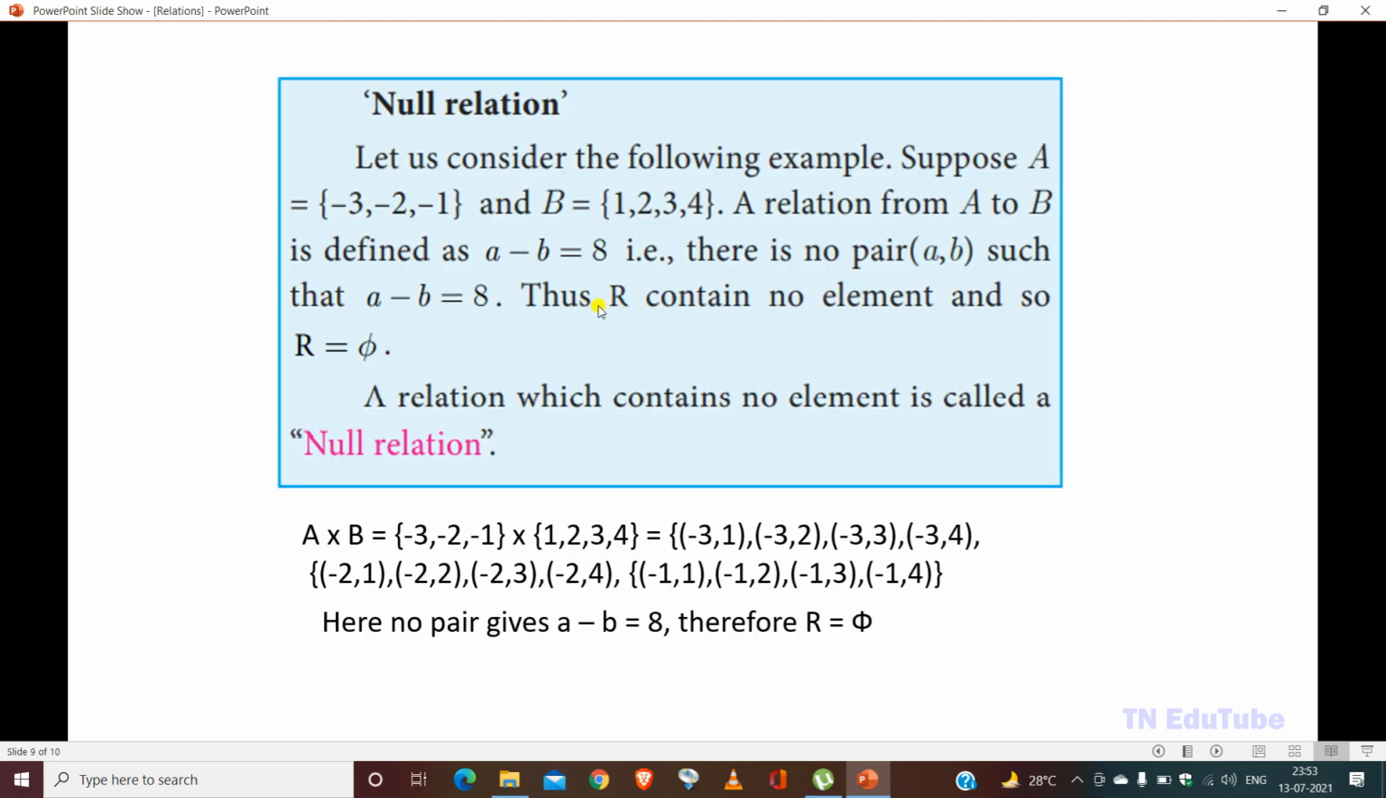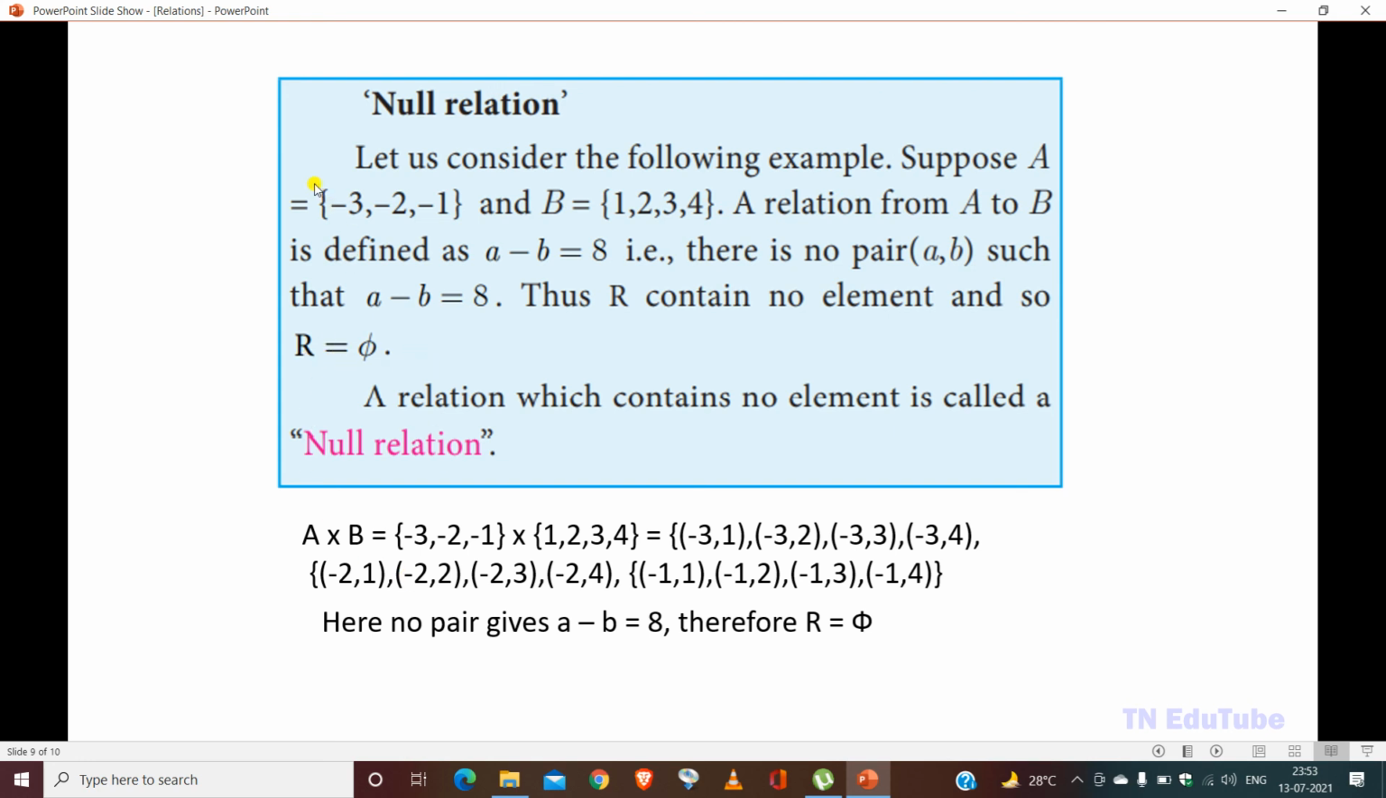Then one note is there, null relation. One example is also given in this. Say this example, A equal to minus 3, minus 2, minus 1. B equal to 1, 2, 3, 4. A relation from A to B is defined as a minus b equal to 8. That is, there is no pair (a, b) such that a minus b equal to 8. Thus, R contains no elements and so the relation set is the empty set.